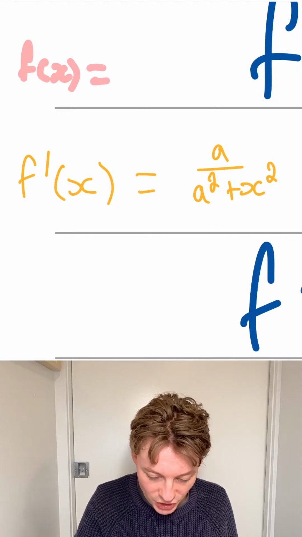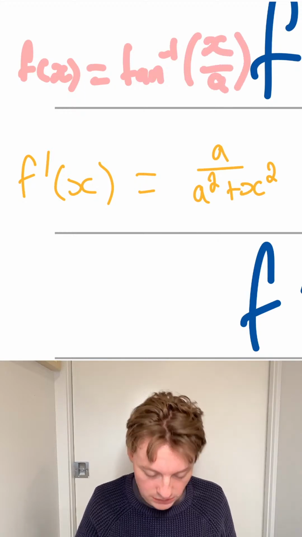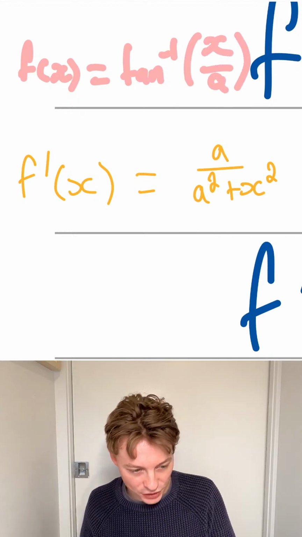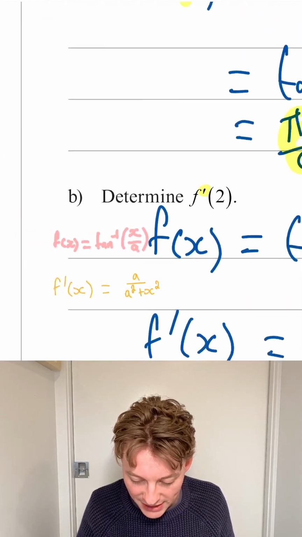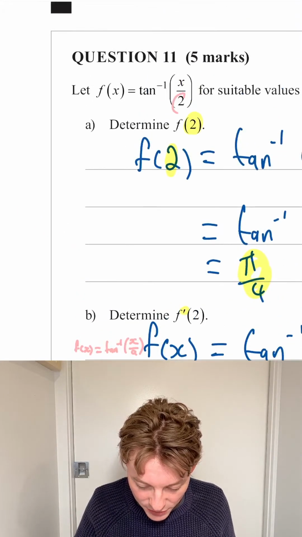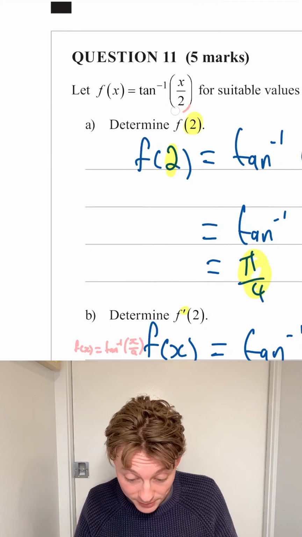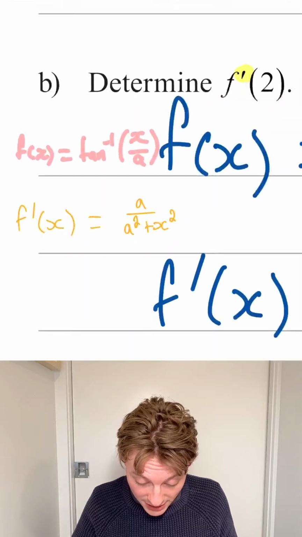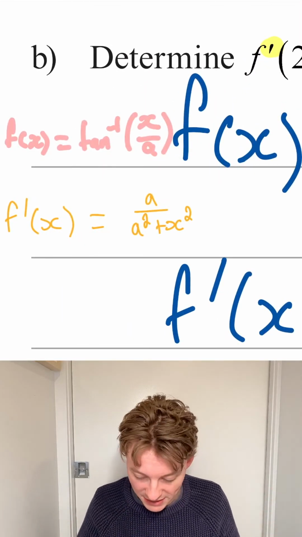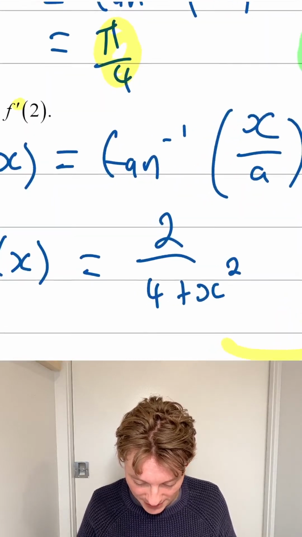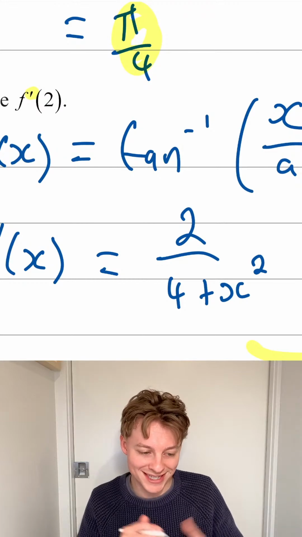This is the rule to differentiate tan to the minus 1 of x over a. So to differentiate this trig function, in the question here, I was given that my a value is 2. So I'm simply putting 2 in place of a, which means I wind up with 2 over 2 squared, so 2 over 4 plus x squared. That is what I got there. That was the derivative.